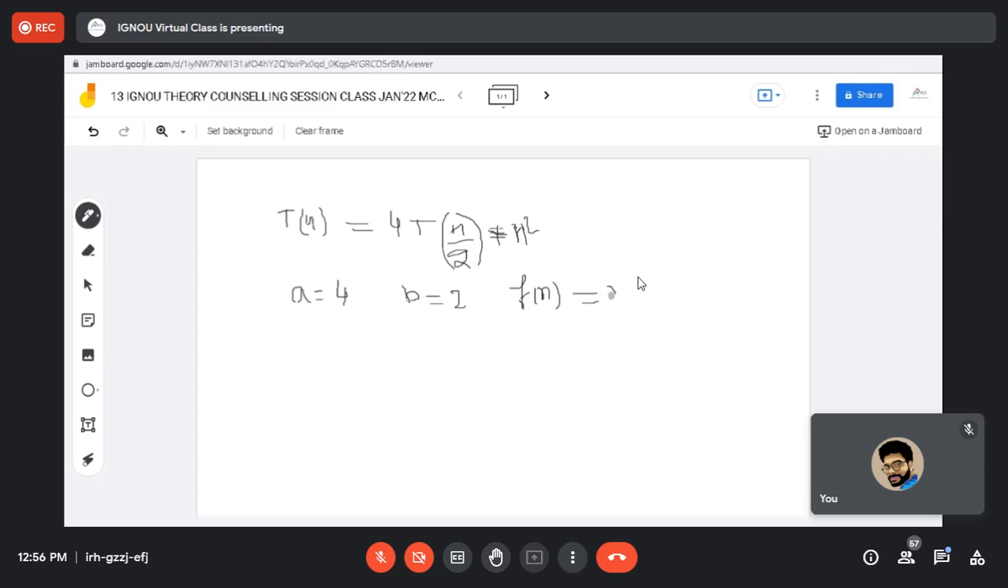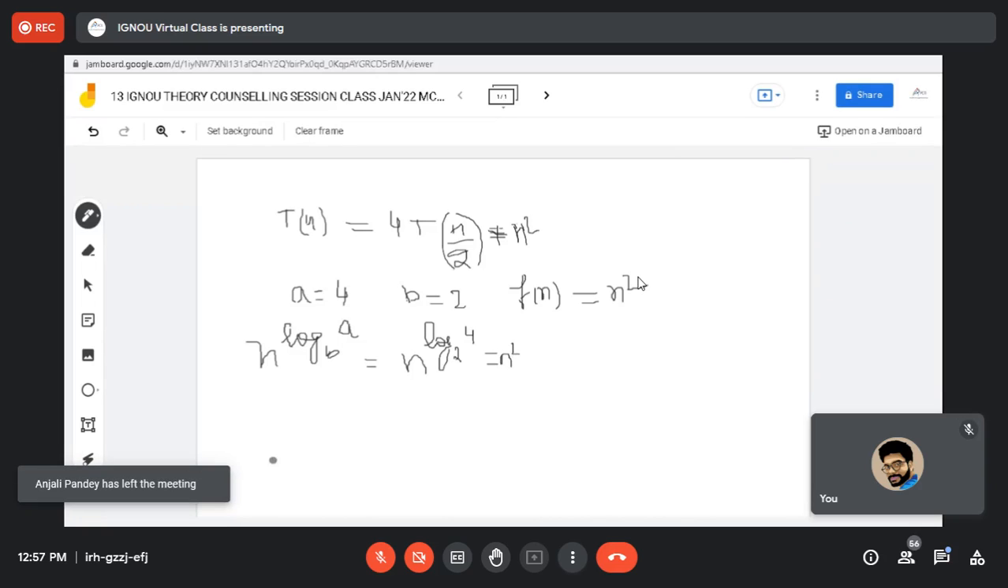Yes, ma'am. Now we have to compute n to the power log base b of a. Any doubt till now? No, ma'am. Because you have to understand these things also, because this is the initial part of the explanation of this question. So that means here we have n raised to log base b, that means 2, of a, and the a value is 4. This is n square.